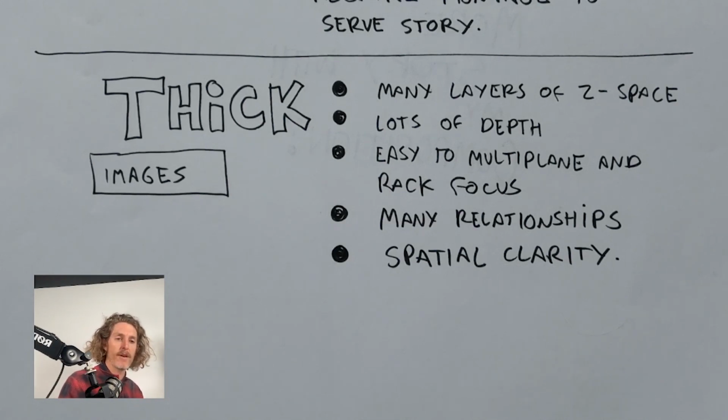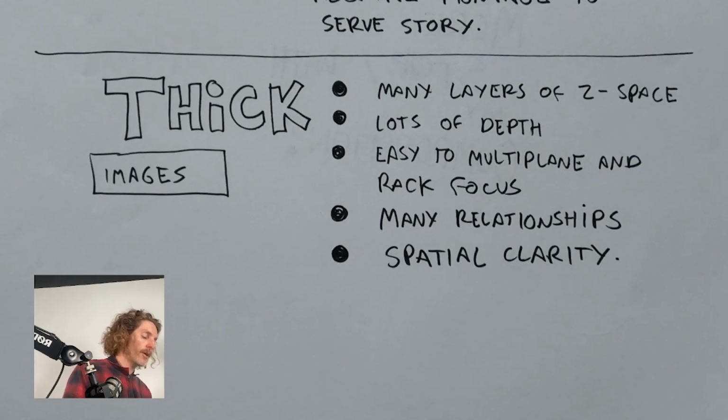Thick images have not just one relationship, not just two or three, but many relationships going on in the same image. And they also provide spatial clarity. Who is where, and in relation to what? Particularly if you're doing things that require action, like perhaps a military story or a martial arts story, then spatial clarity is utterly essential.